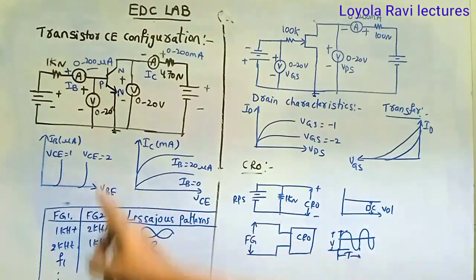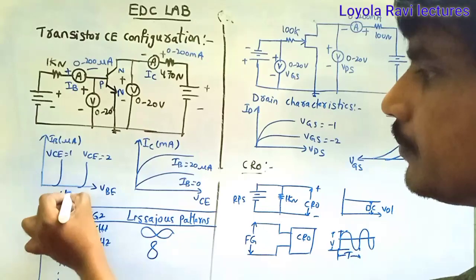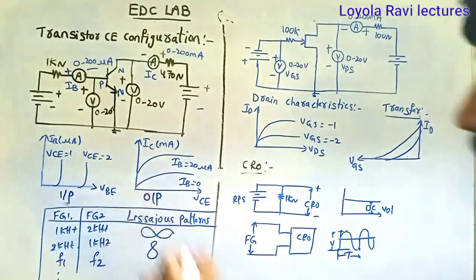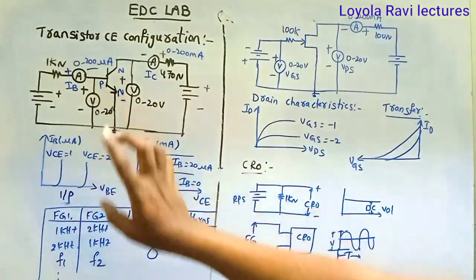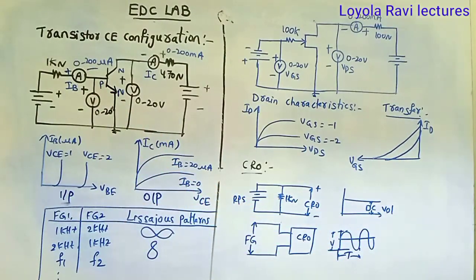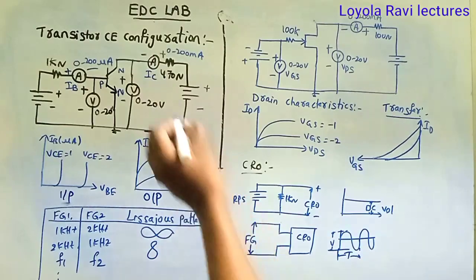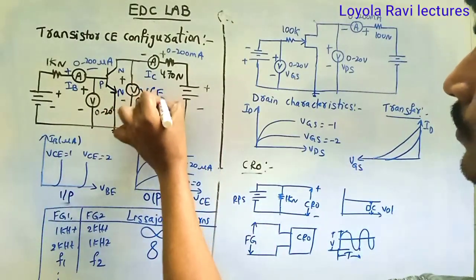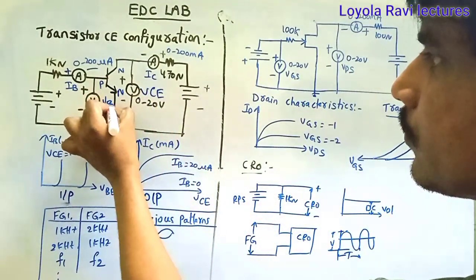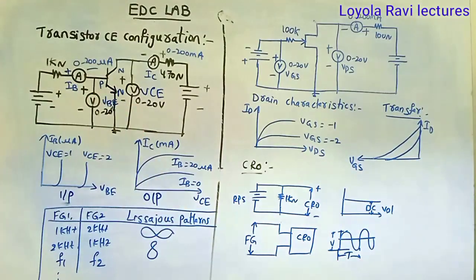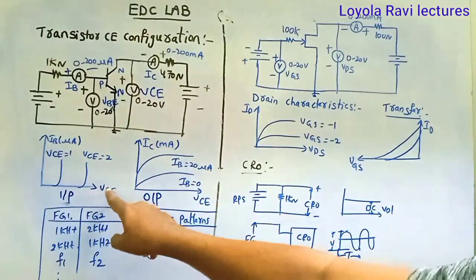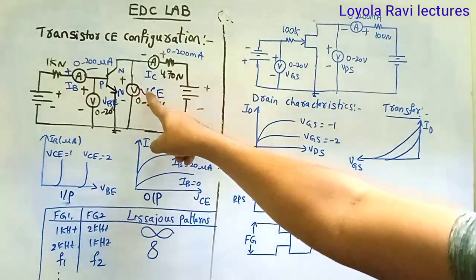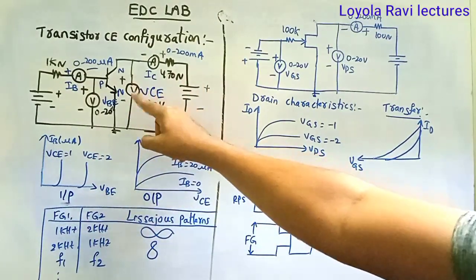Then we have two types of characteristics: input characteristics and output characteristics. For input characteristics, if you want to plot them, the output voltage should be constant. Here the output voltage is VCE. VCE should be constant on the voltmeter.